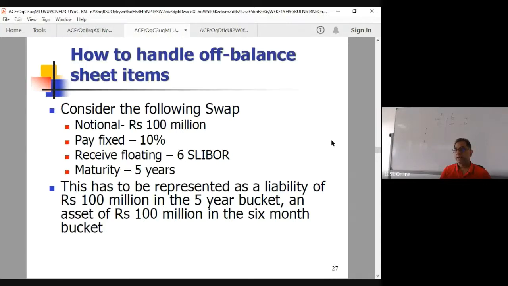In other words, the assets and liabilities negate themselves, right? Because there's a 100 million liability and a 100 million asset. However, the interest payments get slotted in on either the 5-year bucket or the 6-month bucket, based on how the interest is charged. In this case, the interest rate is floating for 6 months, so every 6 months you have to pay a floating interest rate to whoever. So you have a 5-year liability and a 6-month asset.